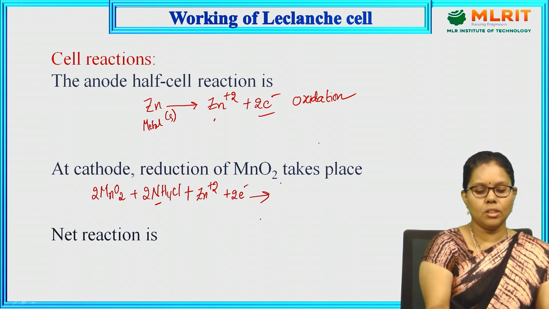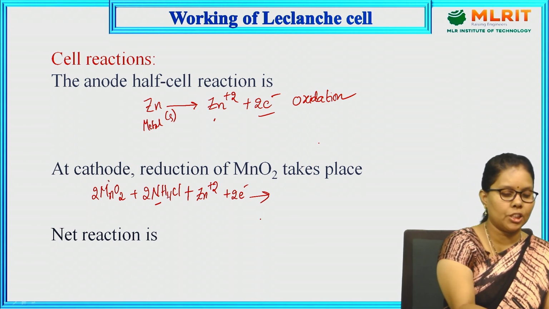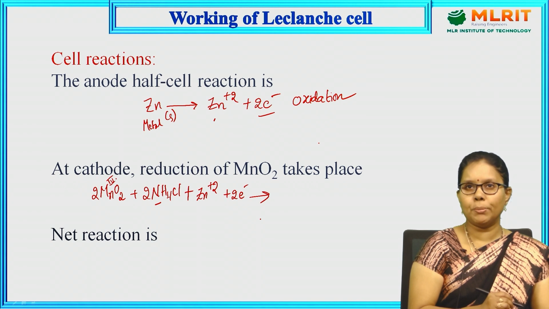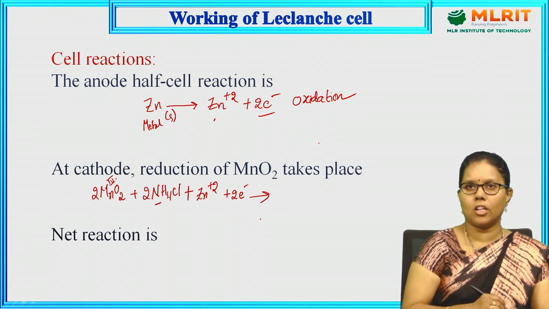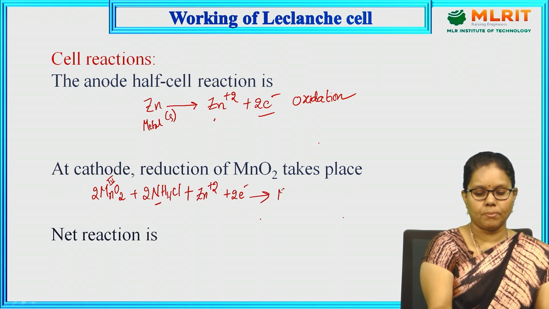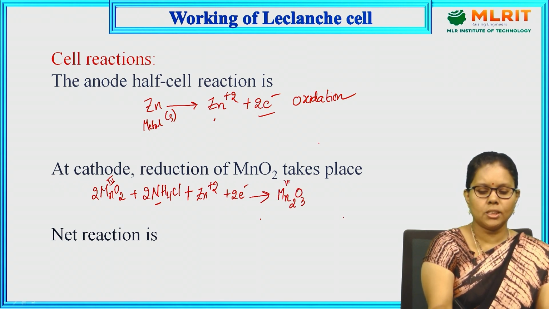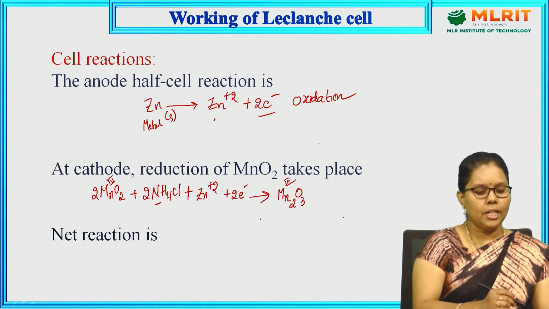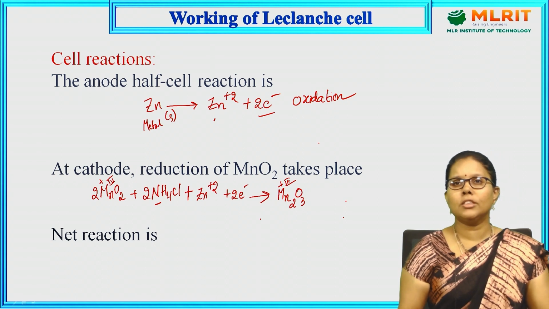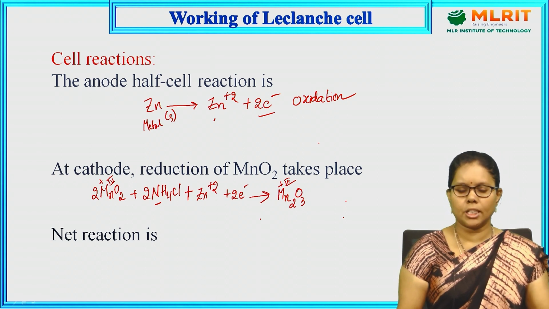The reaction is the reduction of manganese. Manganese has a plus 4 charge. The plus 4 charge is going to be reduced to plus 3 by gaining electrons. Gaining of electrons is nothing but reduction. Mn2O3: here the oxidation state was plus 4 and this is plus 3. Reducing the oxidation number is nothing but reduction.